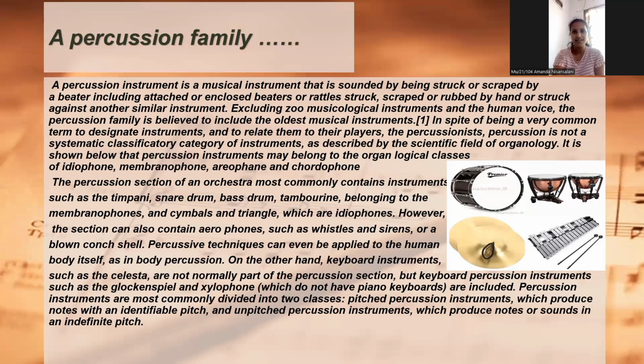On the other hand, keyboard instruments, such as the celesta, are not a normal part of the percussion section, but keyboard percussion instruments such as the glockenspiel and xylophone are included. Percussion instruments are most commonly divided into two classes: pitched percussion instruments, which produce notes with an identifiable pitch, and unpitched percussion instruments, which produce notes or sound in an indefinite pitch.